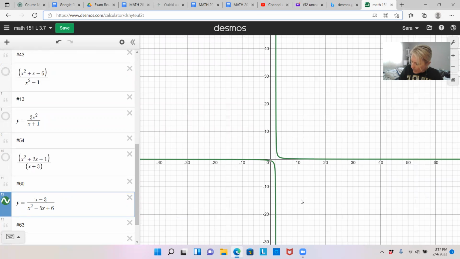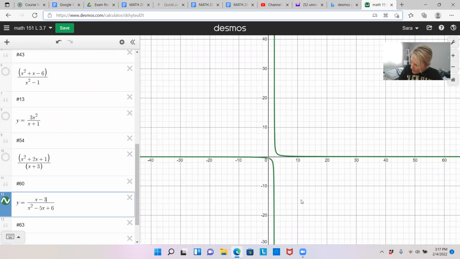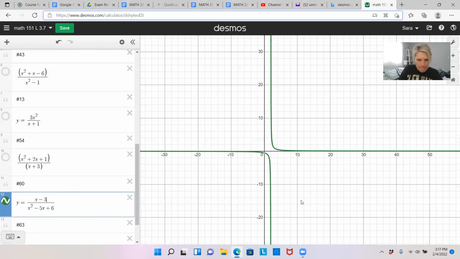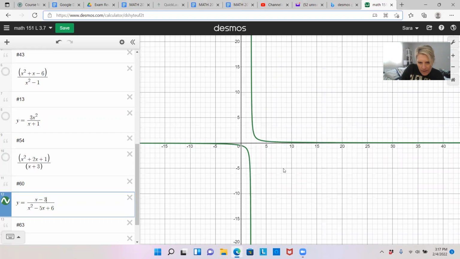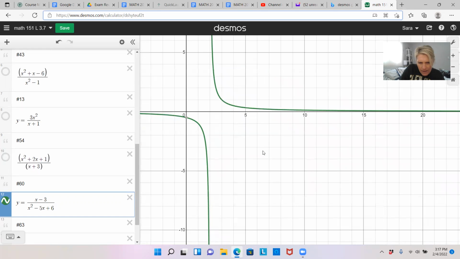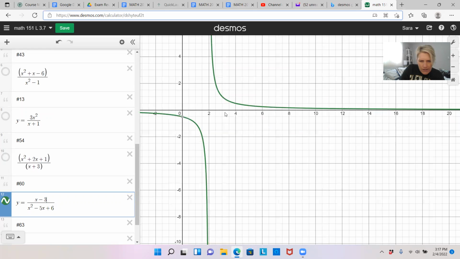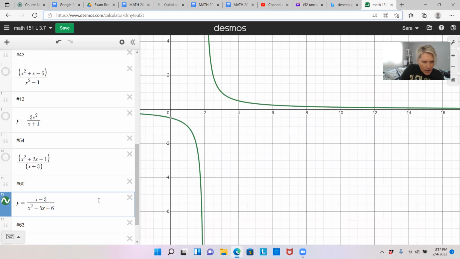at x equal to 3. So we can't have an x-intercept there, right? Because of that. So this is a hole right here. So it doesn't show that.